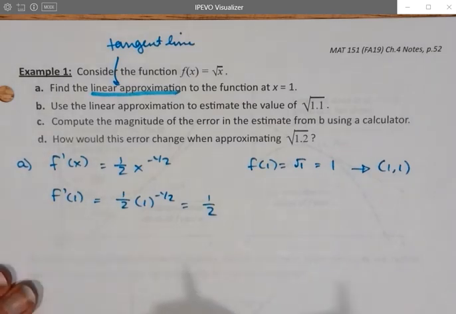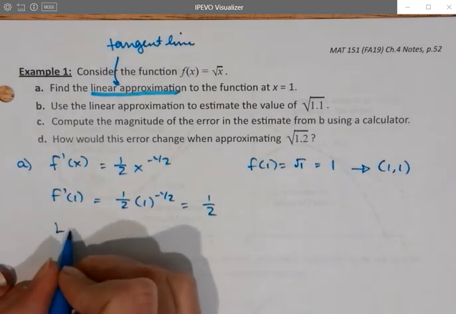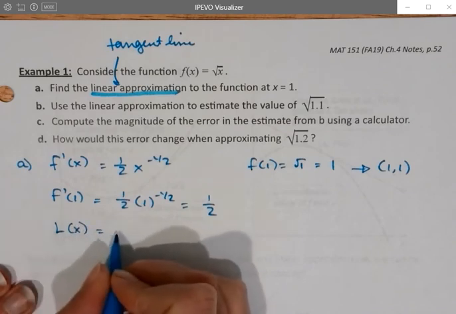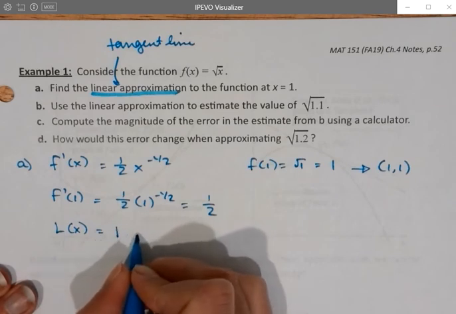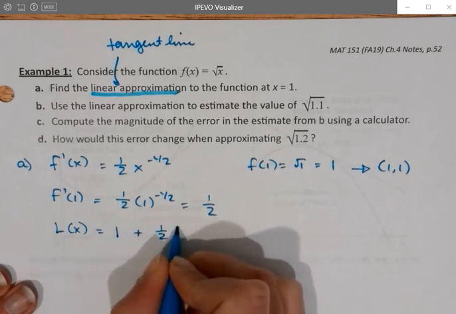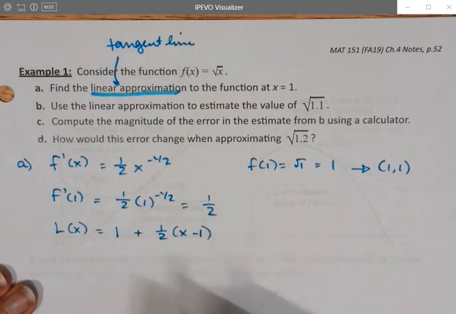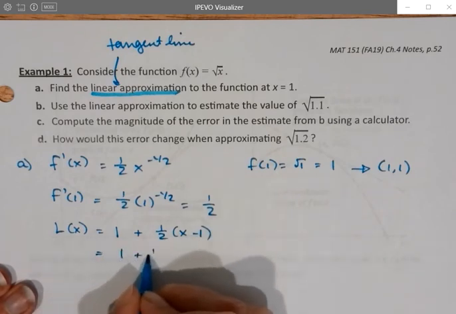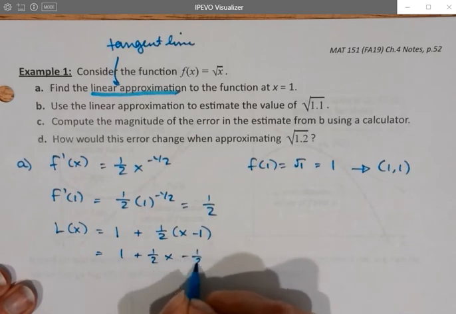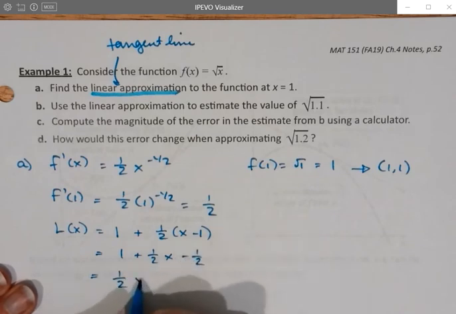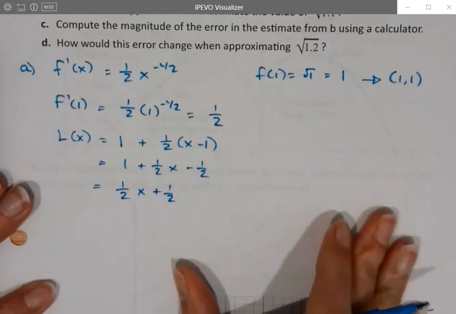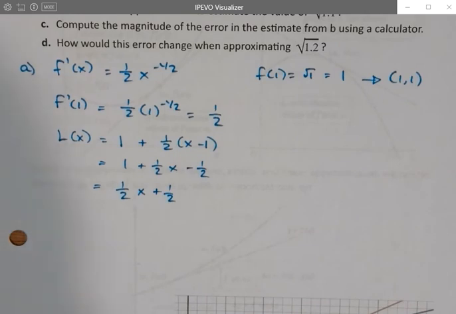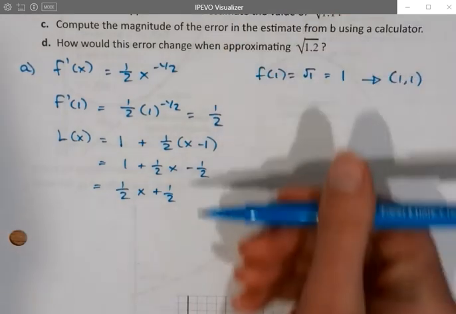So the linear approximation function, L of x, is, remember that's the y value, f of 1, that's 1, plus the slope, 1/2, times x minus the x coordinate, which is also 1. So 1 plus 1/2 of x minus 1/2, just writing it in terms of a line, it is 1/2 x plus 1/2. Okay, that's our linear approximation function, aka the tangent line to the graph at x equals 1. So we've done that part of it plenty of times.